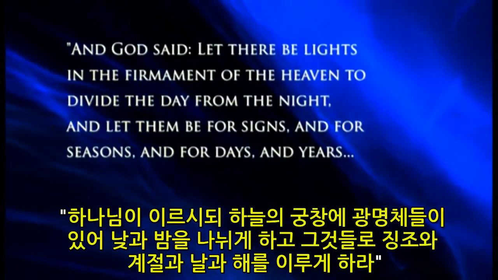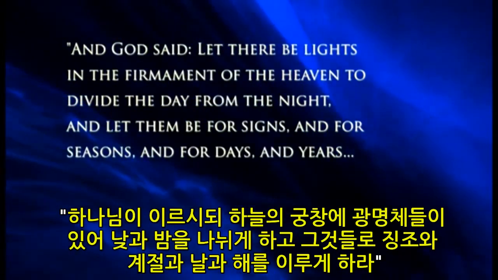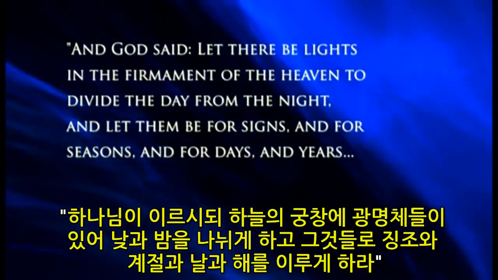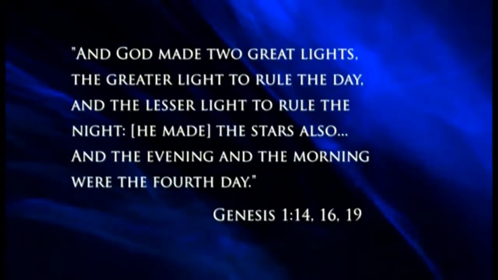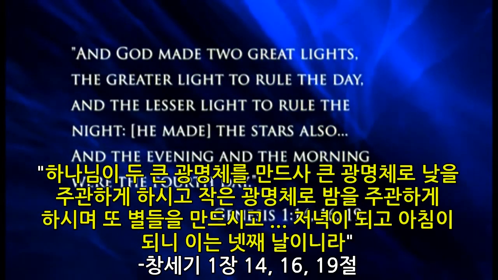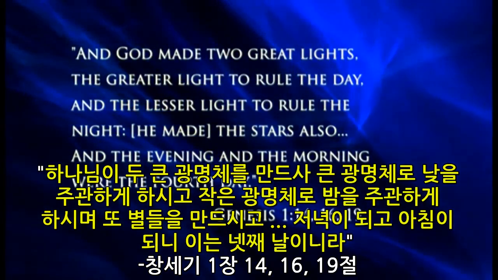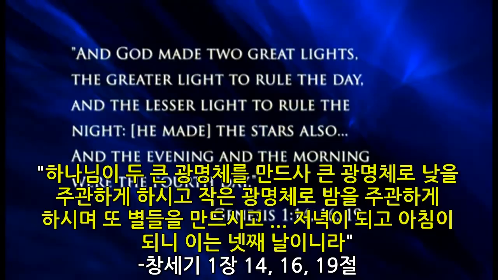And God said, "Let there be lights in the firmament of the heaven to divide the day from the night, and let them be for signs and for seasons and for days and years." And God made 2 great lights, the greater light to rule the day, and the lesser light to rule the night. He made the stars also. And the evening and the morning were the 4th day.